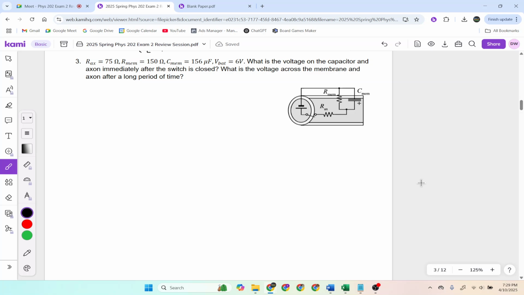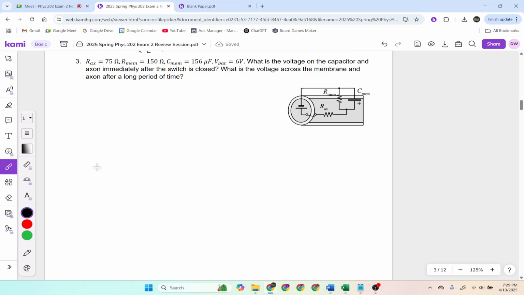Next we have number 3. I give you the radius of the axon. Resistance of the axon is 75 ohms. Resistance of the membrane is 150. Capacitance is 156. Battery is 6 volts. A lot of nice numbers there. What is the voltage on the capacitor and axon immediately after the switch is closed? And then part 2, what is the voltage across the membrane and axon after a long period of time?